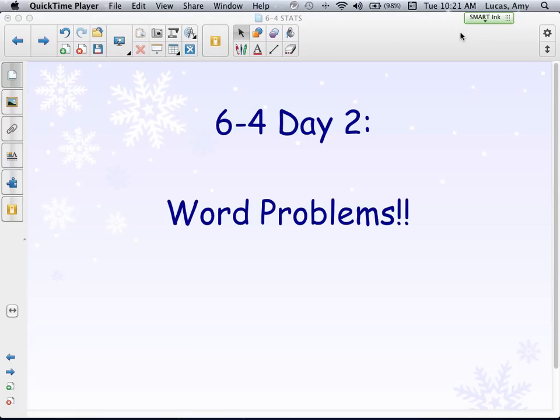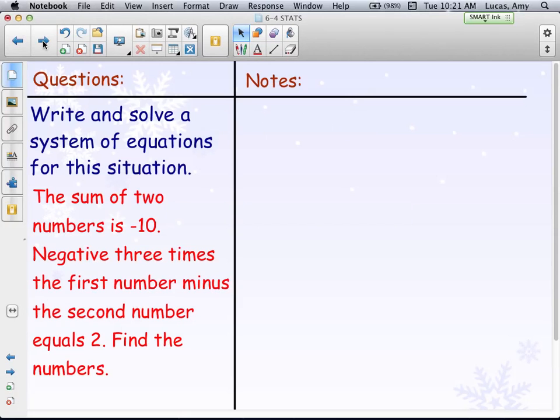Lesson 6-4, Day 2, Word Problems. So this first problem says, write and solve a system of equations for this situation. The sum of two numbers is negative 10. Negative 3 times the first number minus the second number equals 2. Find the numbers. Well, to start out, I'm going to define my variables.